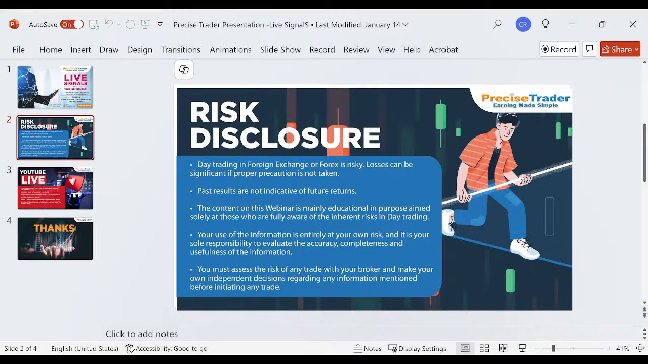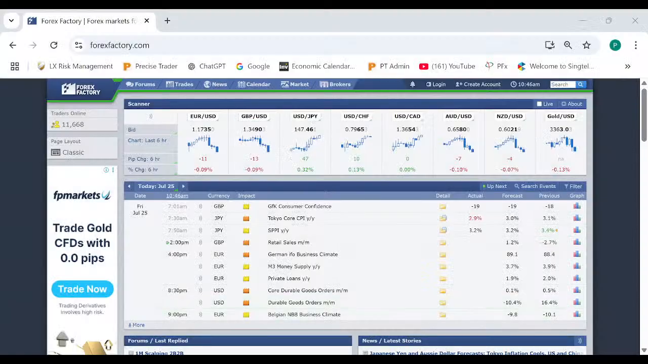So with that, we move on to our live analysis. The key data that is going to be out today is core durable goods orders and durable goods orders from the US. And also, I think we also have retail sales from the pound and German IFO business climate from the euro. So these are the key data.